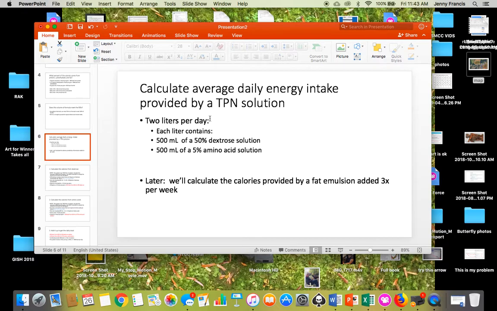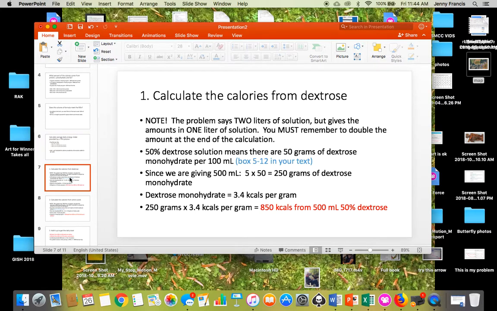So the first part is asking us to calculate the average daily energy intake just from this solution. Then the second part of the question adds some fat in, but we're going to do that after this first calculation. Okay, so remember, the problem says 2 liters of solution, but gives the amounts in 1 liter of solution. You must remember to double at the end of the calculation.